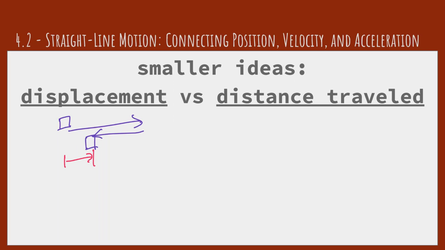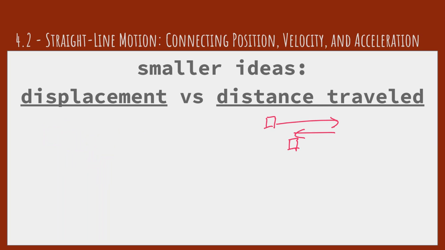Displacement is a vector. So if it ends up further to the right than it started, then it's going to be positive. If it ends up further to the left, then it's going to be negative. Distance traveled, on the other hand, if we have an object that moves and then it moves again and ends up here, the distance traveled takes into account all of that motion. So it adds this distance and this distance together.